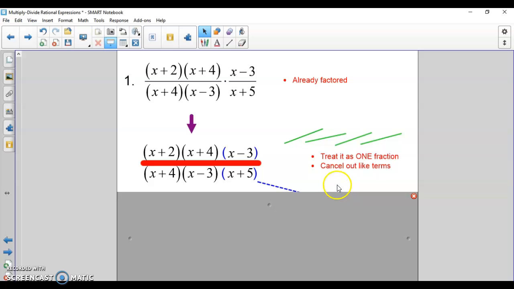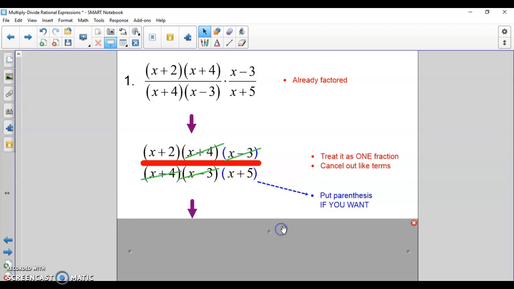Then we're going to cancel out the like terms. I look here, I have x plus 4s. I have 1 on top, 1 on the bottom that can cancel out. If you look, you're looking at what else can cancel. Well, I got an x minus 3 up top. I got an x minus 3 on the bottom. X plus 2 and x plus 5 are not like terms, so I can't do anything there.